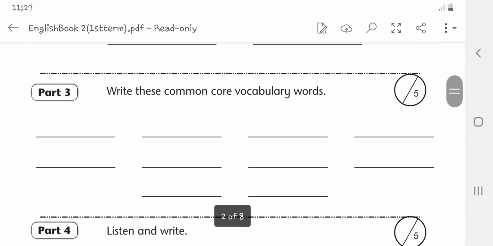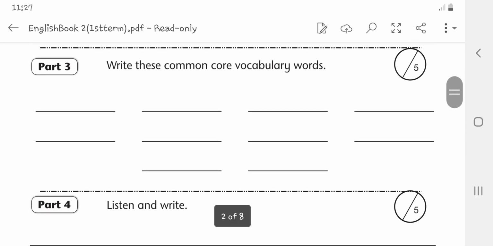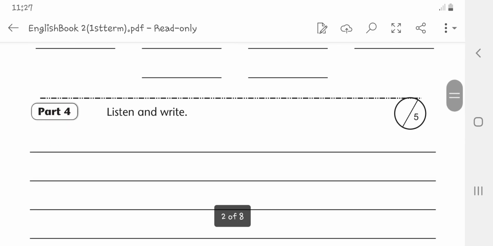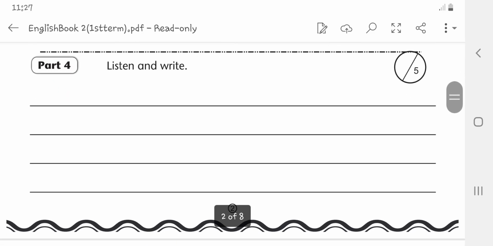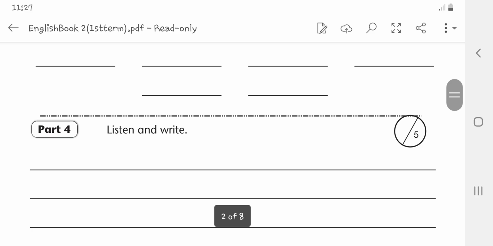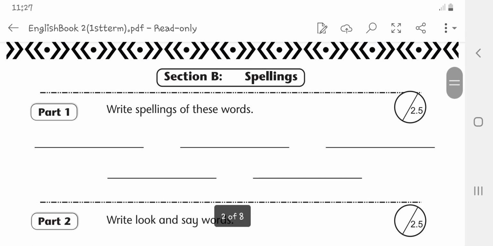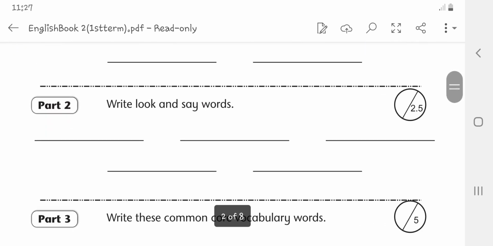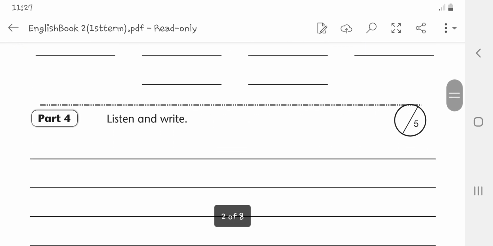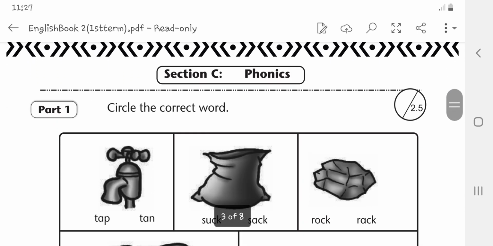Then part 3 is common core vocabulary words. These words are taken from the list of words that are given at the beginning of every unit. And part 4 is they will be writing a paragraph, not words but a paragraph, for dictation. As you can see, the marks division is the same as in section A. Part 1 and 2 are 2.5 marks, and part 3 and 4 are 5 marks.